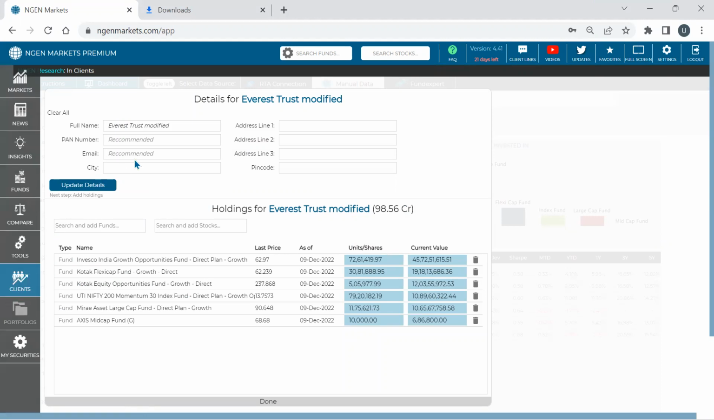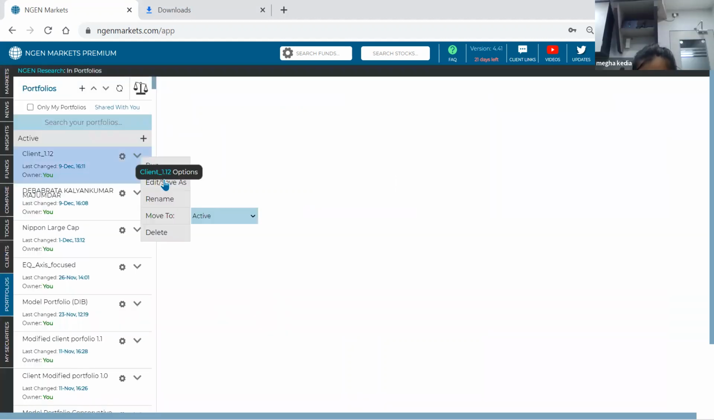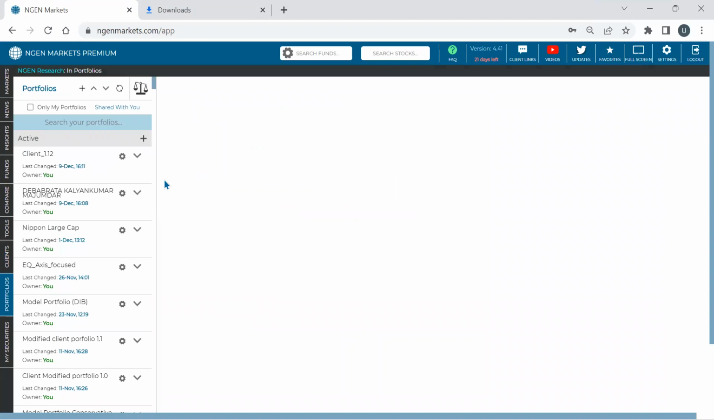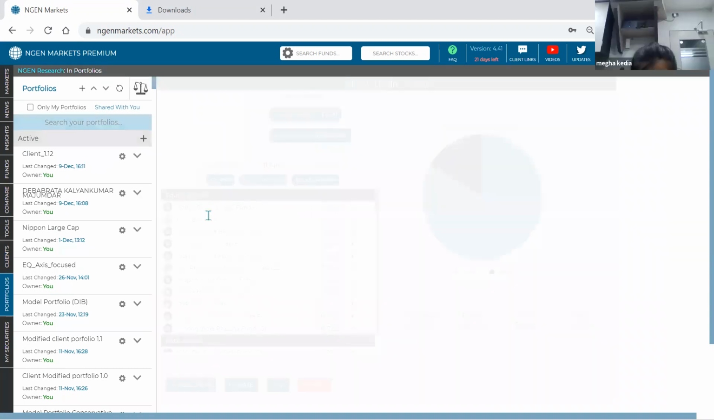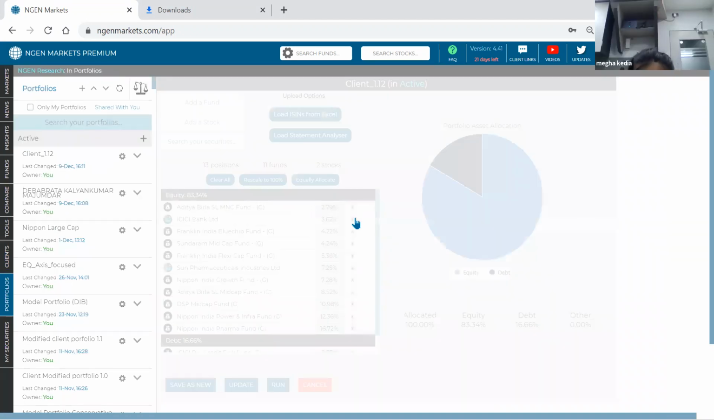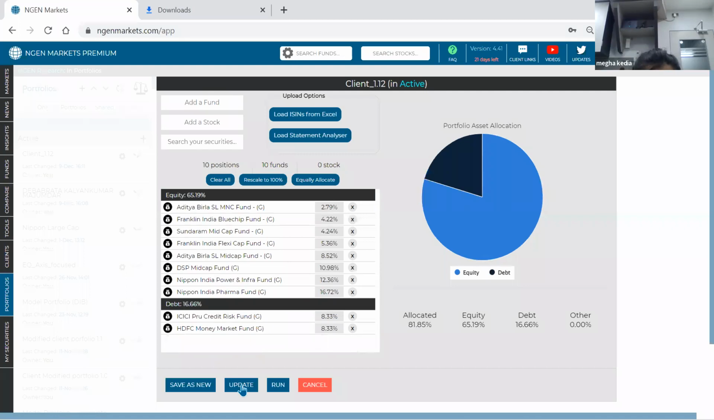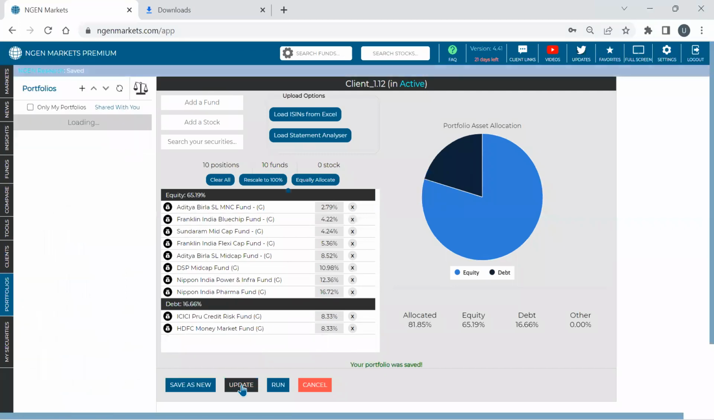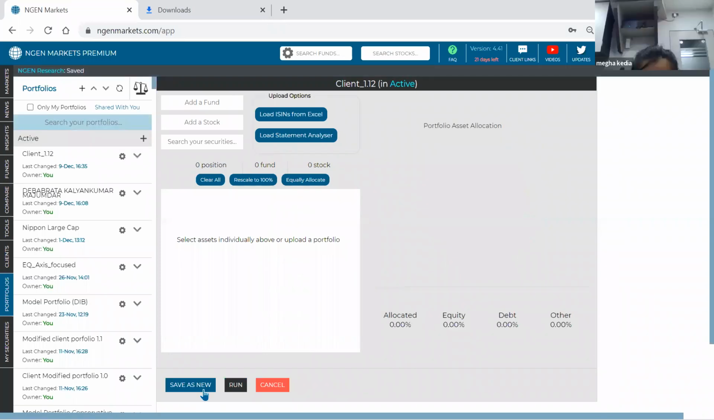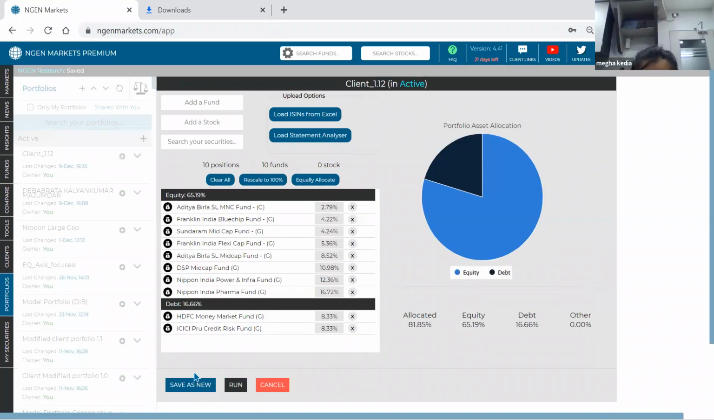So that won't create an issue, right? Yeah, for example, here you can edit it, remove a couple of holdings, and hit the update button at the bottom. Update will override the current one. And if you want to save as new, just like a Word document, you can save a new copy if you don't want to delete the previous one.